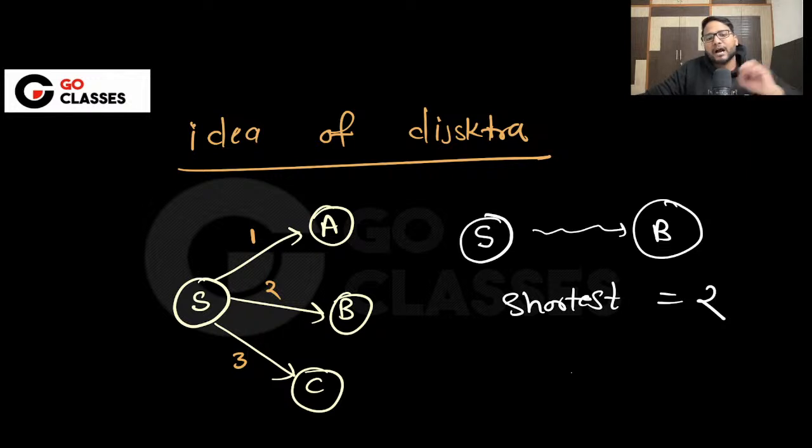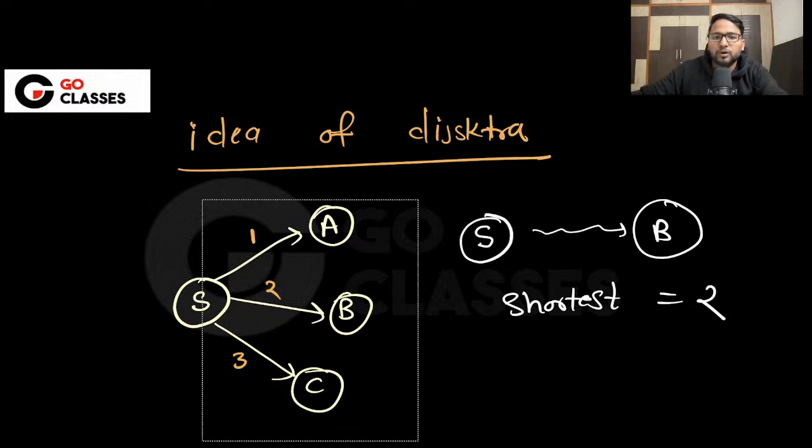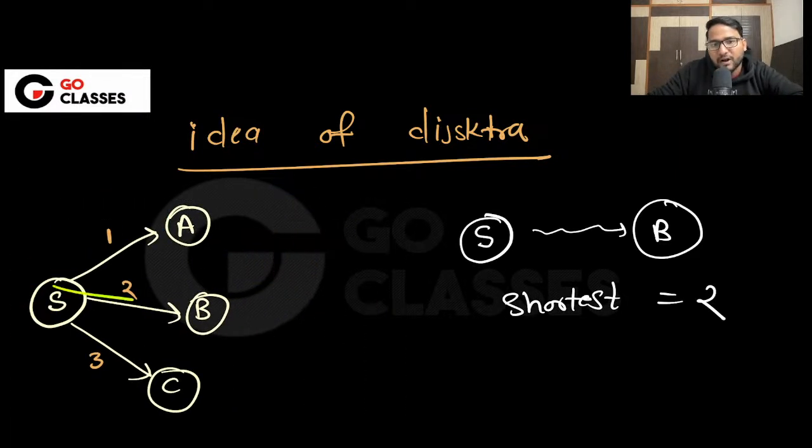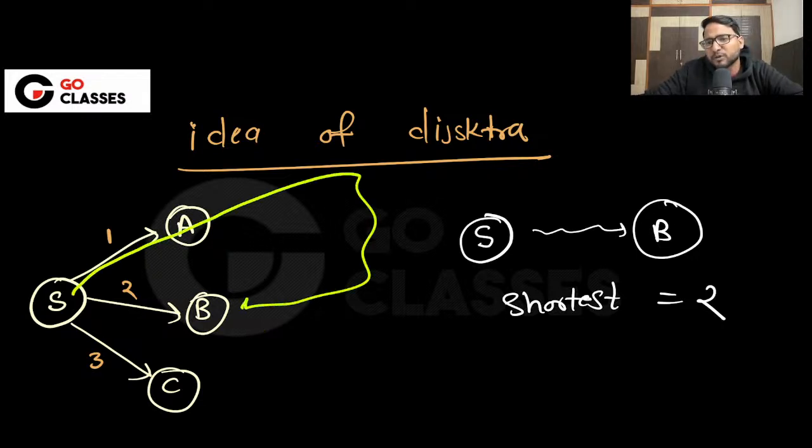Tell me. I hope my question is clear. What I'm trying to say is that I'm not giving you the whole graph, I'm just giving you the partial graph, right? And I'm asking whether S to B is definitely the shortest, or maybe there is some other path using A. Is this possible? Yes, this is possible, right?